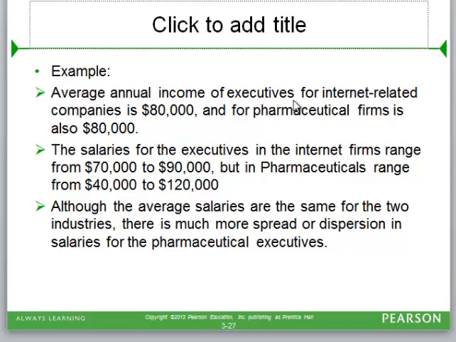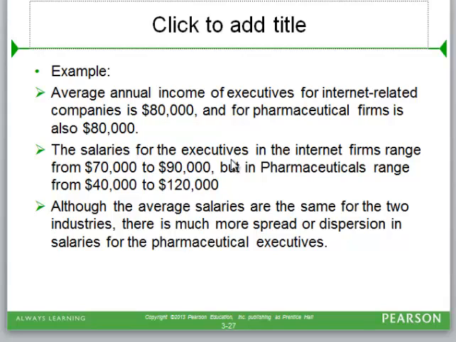Average annual income of executives for internet-related companies is 80,000, and for pharmaceutical firms is also 80,000. So this average annual income is the mean, right? We just learned that the mean is the average number. So that's the center of the data, so it's kind of the representative.